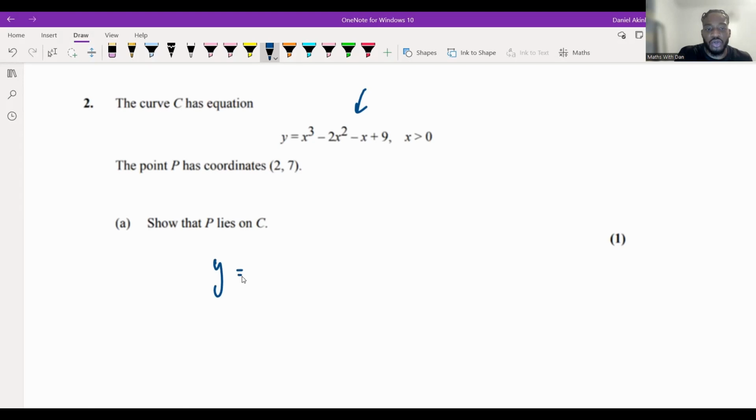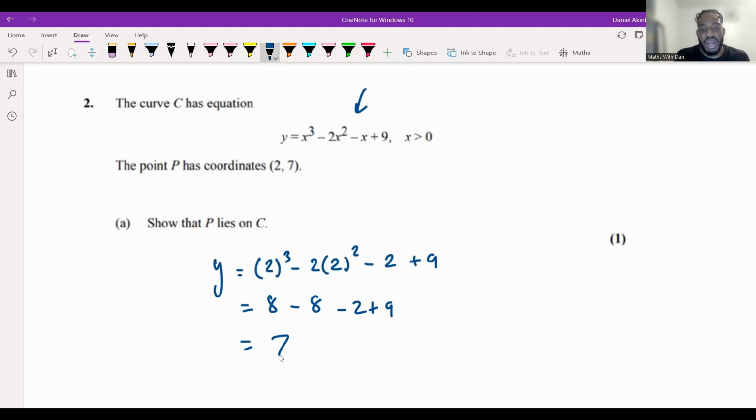So you have y is equal to 2 cubed minus 2 lots of 2 squared minus 2 plus 9. You can put this in your calculator: 2 cubed is 8, and then 2 squared is 4, so 2 times 4 is 8 again. Minus 2 plus 9. 8 minus 8 is 0. Minus 2 plus 9 is 7. And all you have to say now is, therefore, P lies on C.